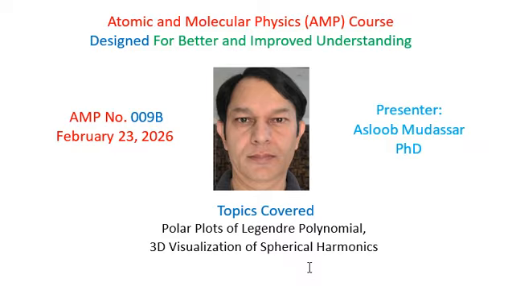So there I separated the spherical harmonics in terms of the angular dependence of the wave function and the azimuthal dependent part of the wave function. So here I am going to give a polar plot of these Legendre polynomials, that is, associated Legendre polynomials in more accurate form, and their three-dimensional visualization.